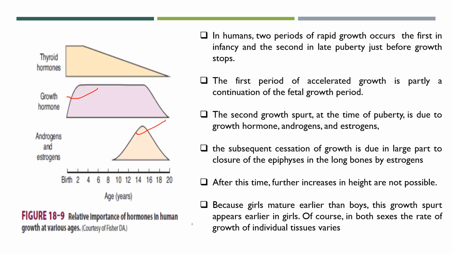Now, this is the relative importance of hormones in human growth at various phases of life. We can see from here the thyroid hormone and the growth hormone. This is after birth, the age in years. Thyroid hormone and growth hormone drive the rapid growth rate in the neonatal period and for the first few years of life. So in the neonatal period and first few years of life, growth will be mainly mediated via thyroid hormone and growth hormone. With the effect of the thyroid hormones, it will be tapering off thereafter.